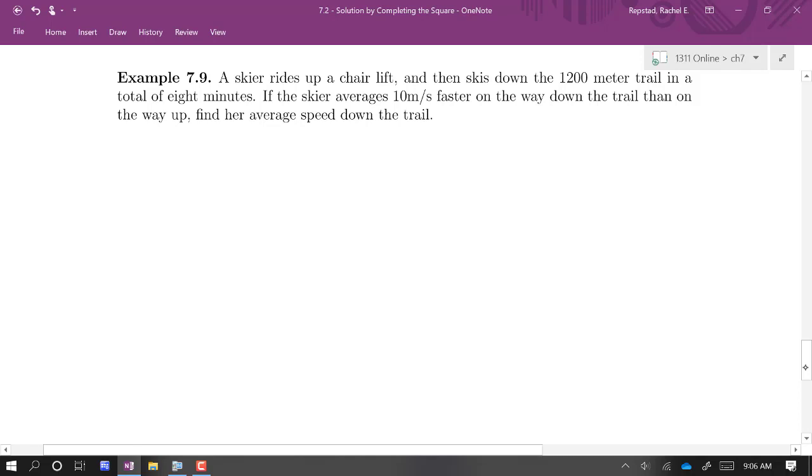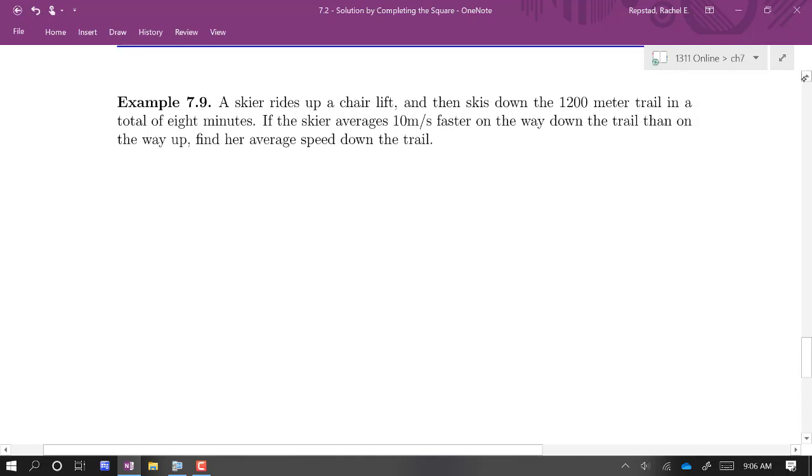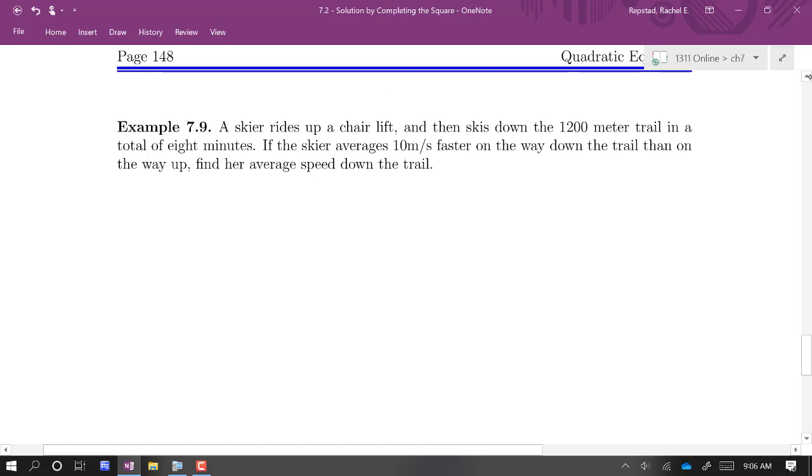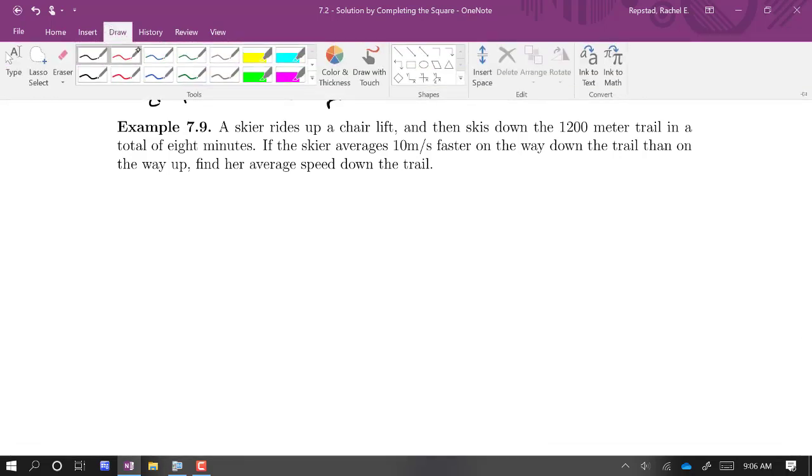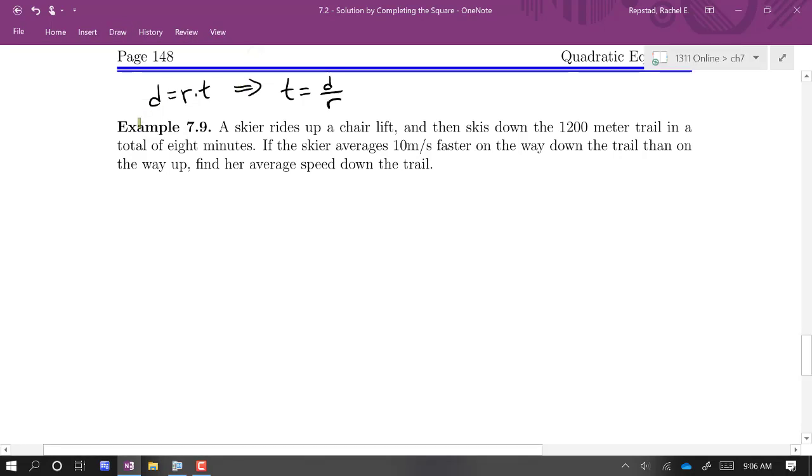So this is a problem we've done ones like this before, that involves distances and rates and times. So there's more than one way that we could do this, but here's the basic: distance equals rate times time. I'm going to rearrange that to solve for time. So if you divide both sides by r, you get d over r is equal to t. And I'm going to focus on the fact that we have a total of 8 minutes.